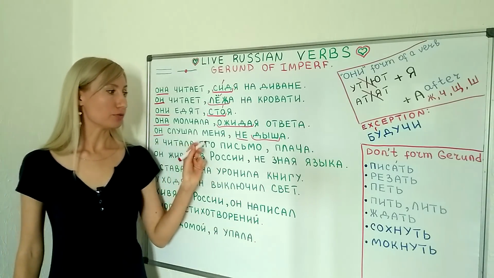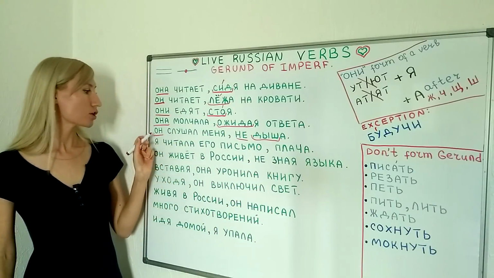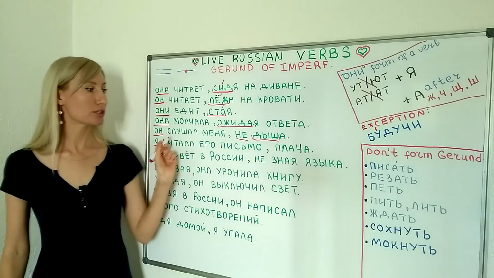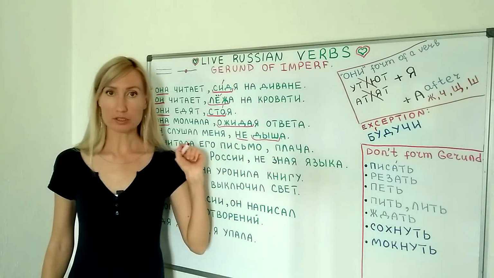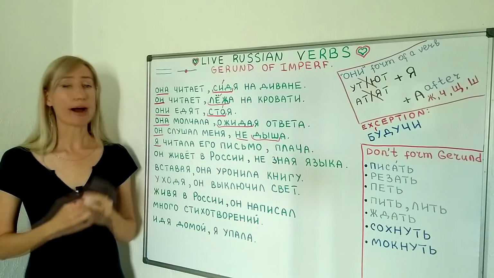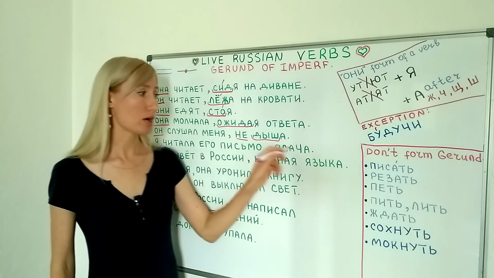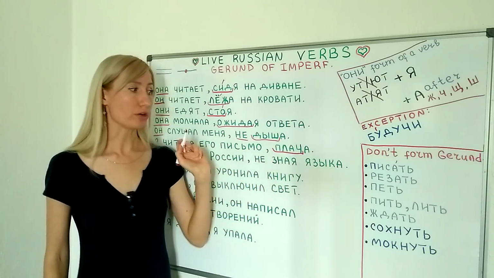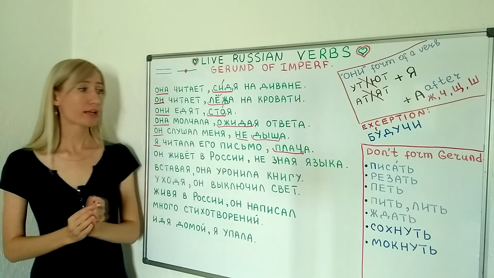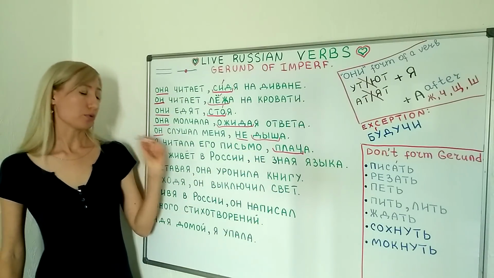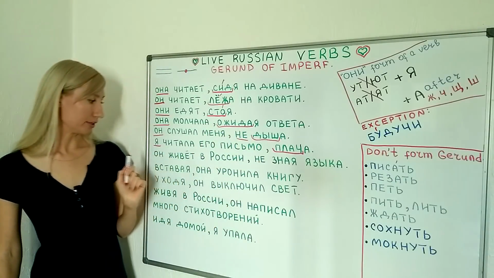Я читала его письмо плача. So, я is the subject, читала его письмо, was reading his letter while doing what? Плакать, to cry. Они плачут. We remove ут, we are left with плач, we add а according to this, and it means while crying. I was reading his letter while crying.